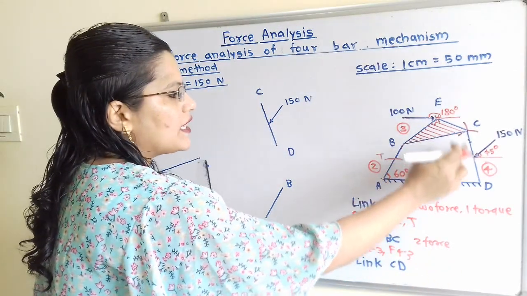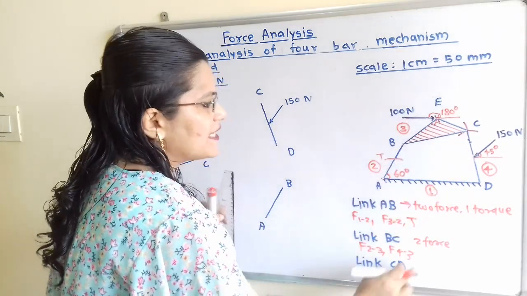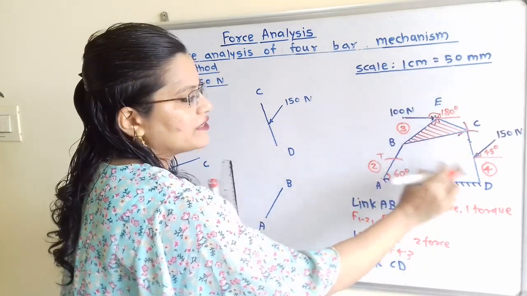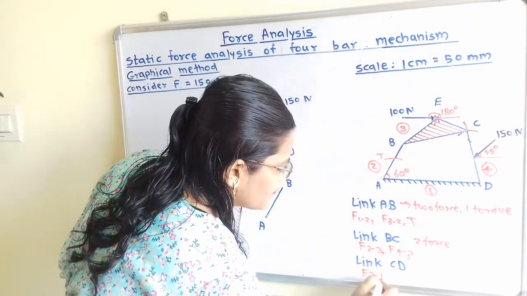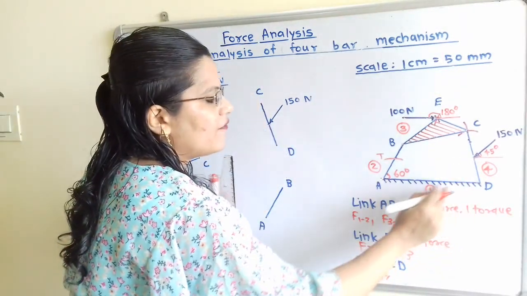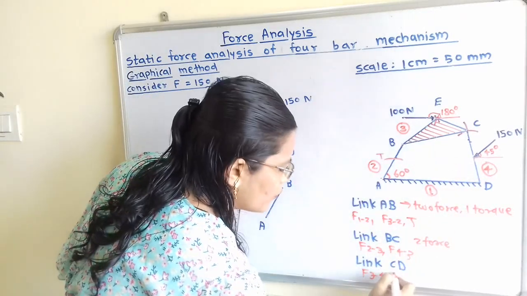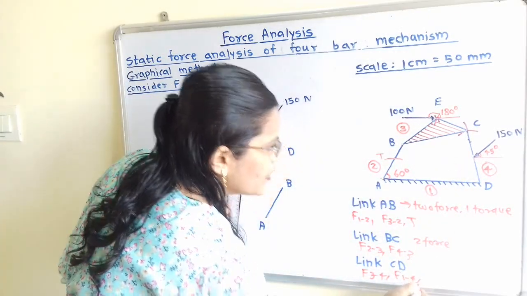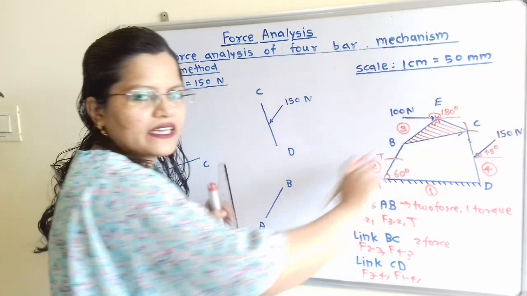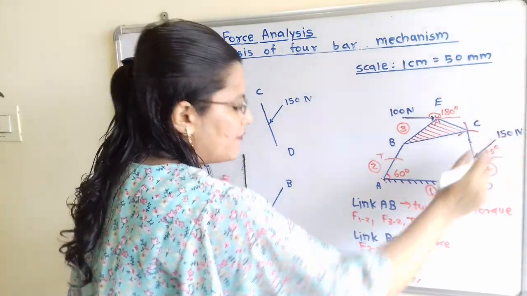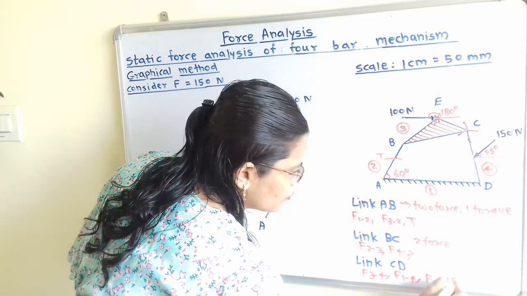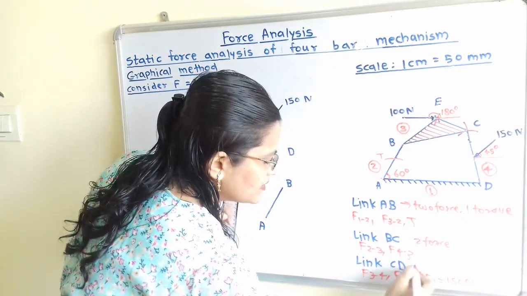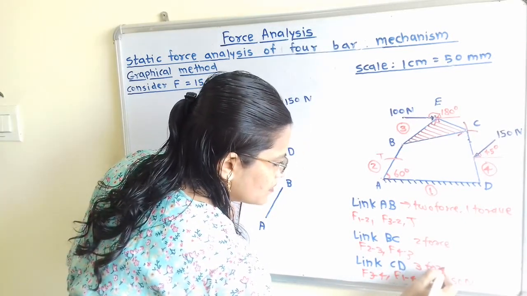Now we will move to the link CD. For this link CD, through this point D, force F of 3 to 4 is applied. Through this point D, force F of 1 to 4 is applied. And there is force F1 equal to 150 Newton. So I will write here force F1 is equal to 150 Newton. So this is a 3 force member.